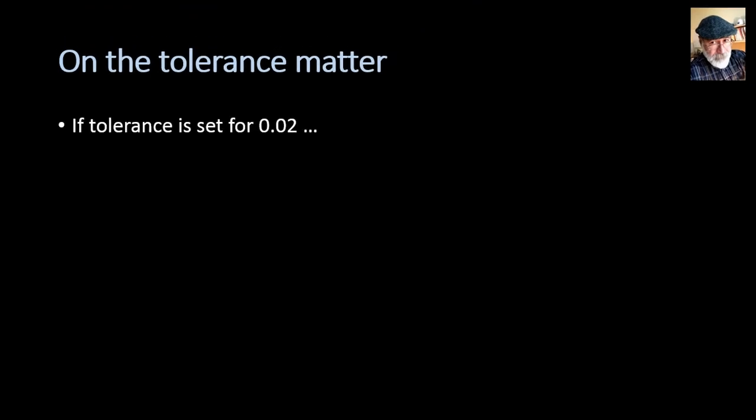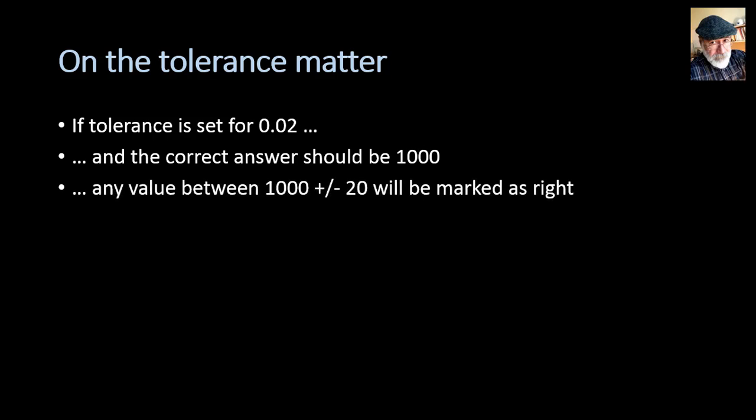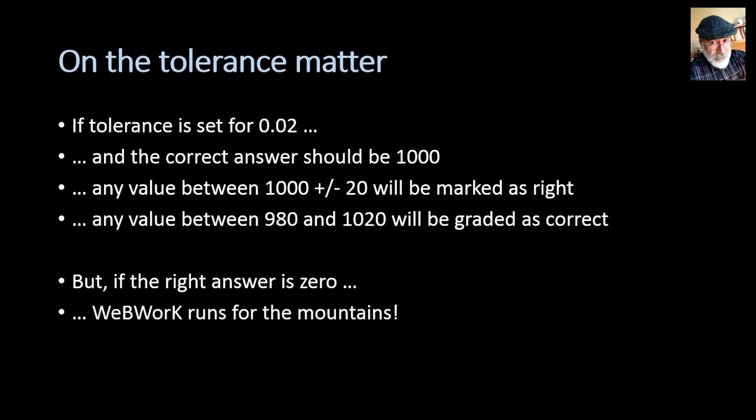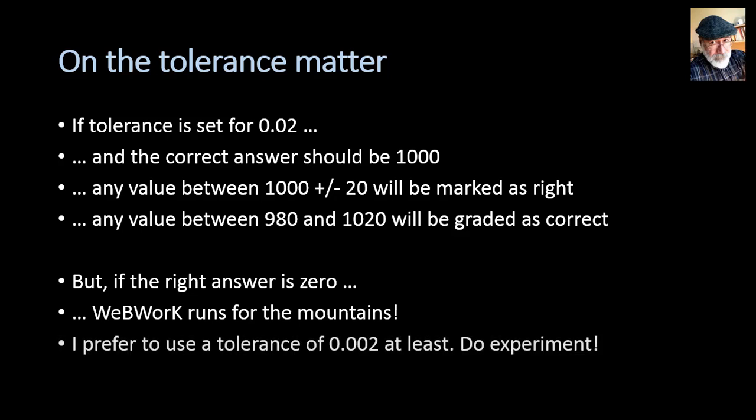On the tolerance matter, if the tolerance is set to 0.02 and the correct answer is, let's say, 1,000, any value between 980 and 1,020 will be graded as correct. But if the right answer was 0, then WeBWorK runs for the mountains. I prefer to use a tolerance of 0.002 at least. In your case, do experiment.